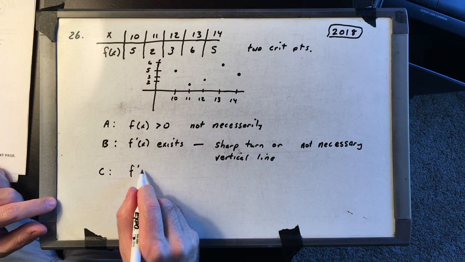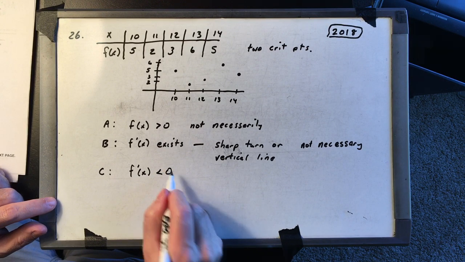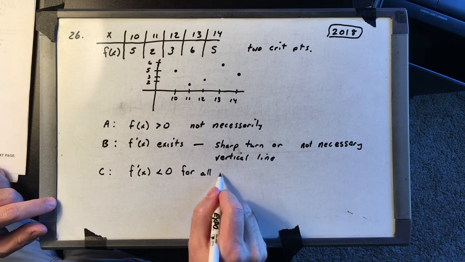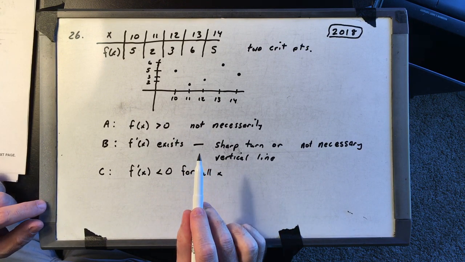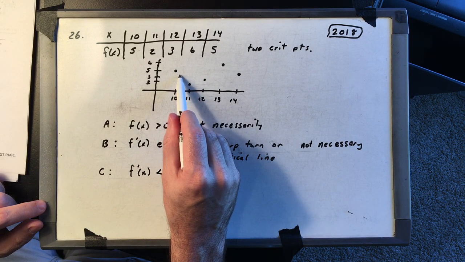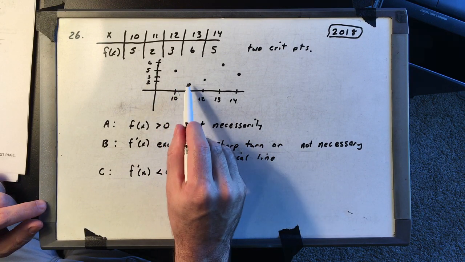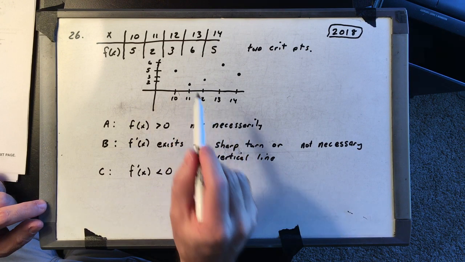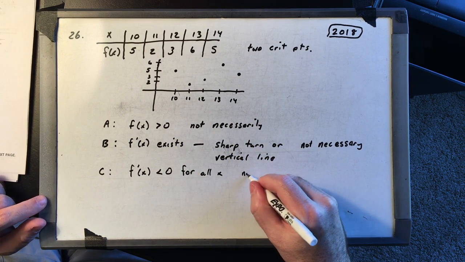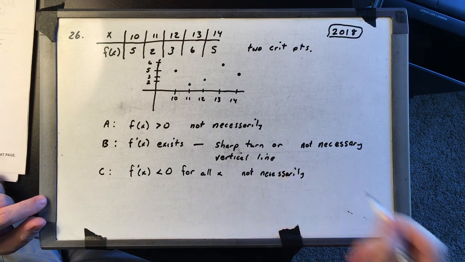F prime of x is less than 0 between 10 and 11 for all x. Well, not necessarily true. It wouldn't be for all x. I mean, yes, if you connected those two directly, it would be. But what if it went down below and then came back up somewhere between 10 and 11? So that's not necessarily true. So by default, it's got to be D.